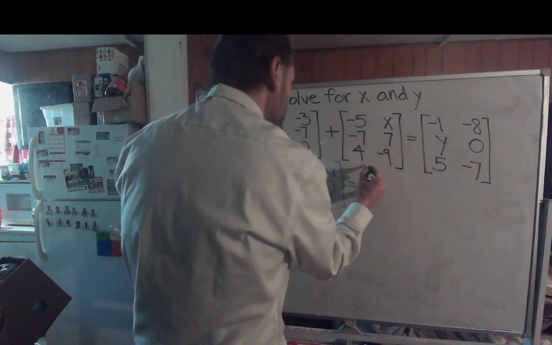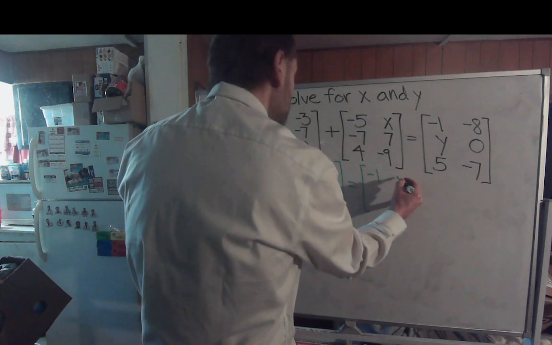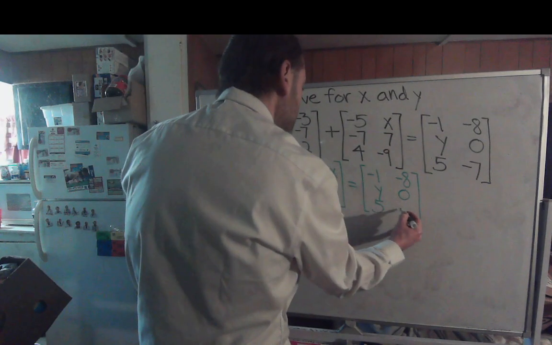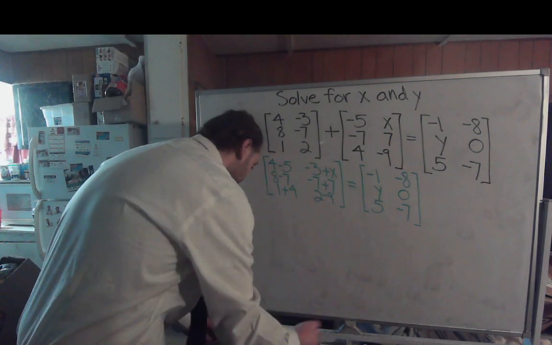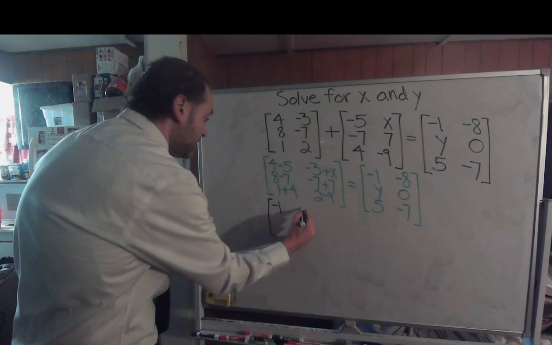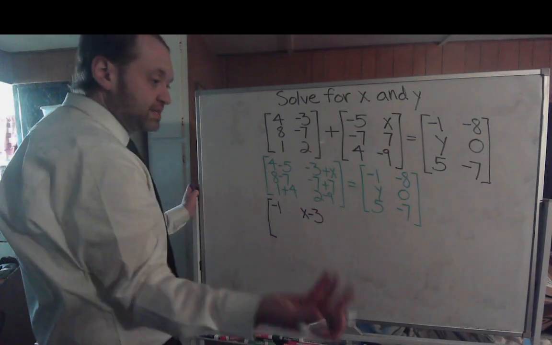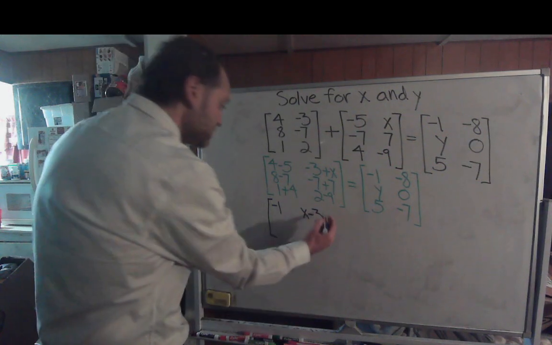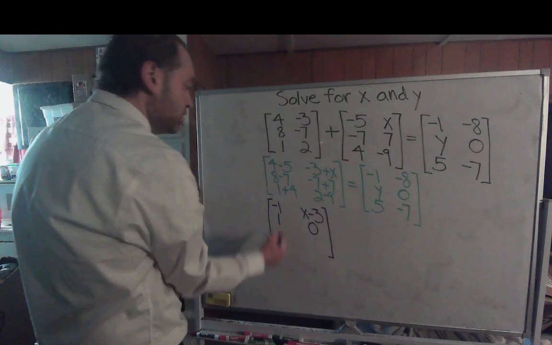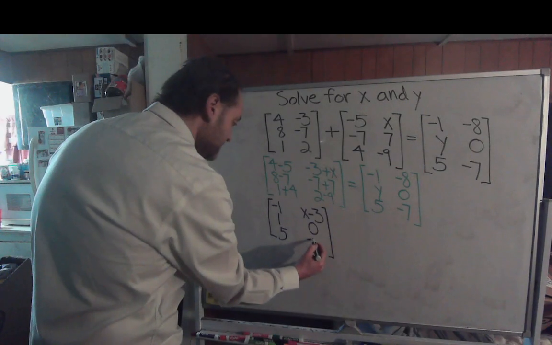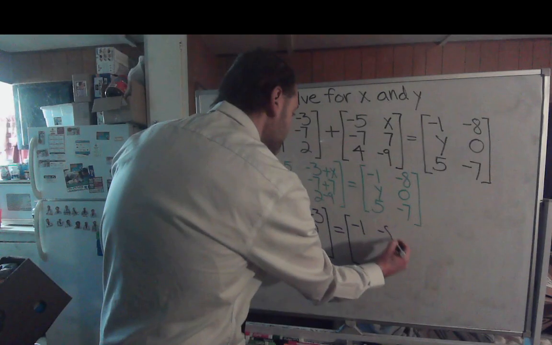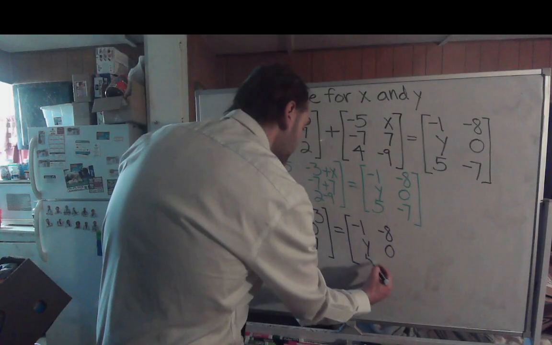All that equal to the matrix on the right, which would be negative 1, negative 8, y, 0, 5, negative 7. So let's simplify this matrix on the left. You'll end up getting, of course, negative 1. You'll still have x minus 3. Of course, the negative 3 plus x, since addition's commutative, it can turn into x minus 3, just to make our lives easier. 8 minus 7 is positive 1. Negative 7 plus 7 is 0. 1 plus 4 is 5. 2 minus 9 is negative 7. All that's going to be equal to the matrix on the right-hand side of negative 1, negative 8, y, 0, 5, and negative 7.